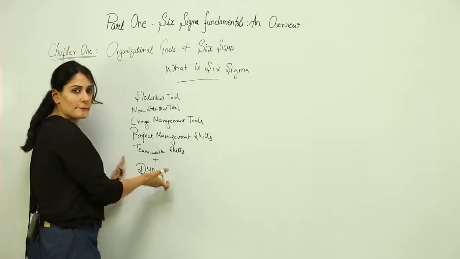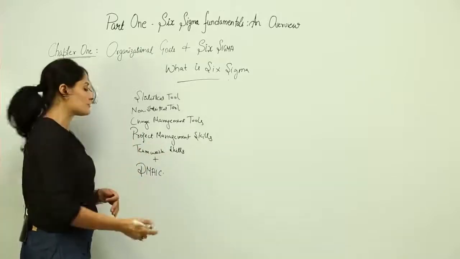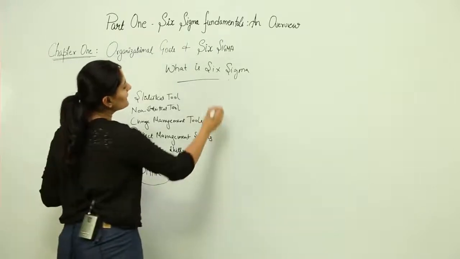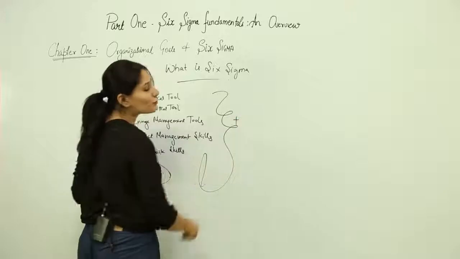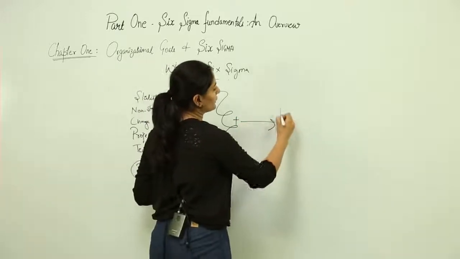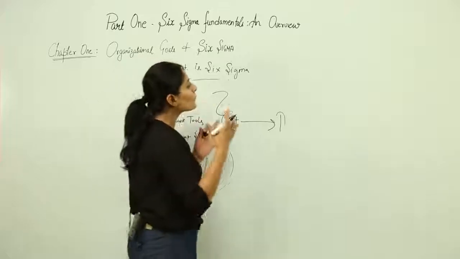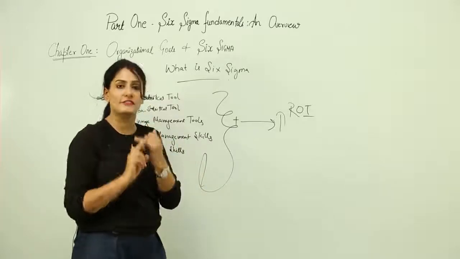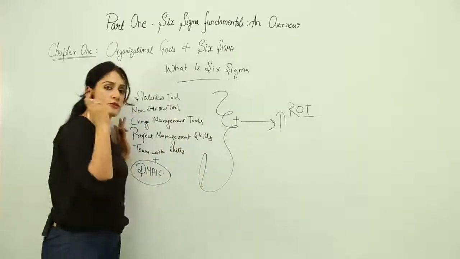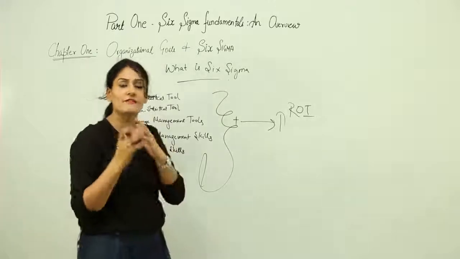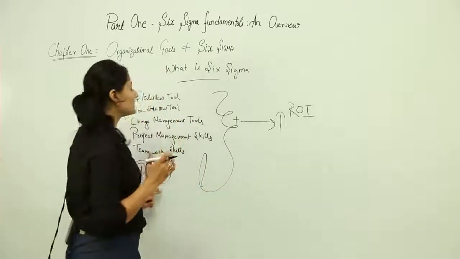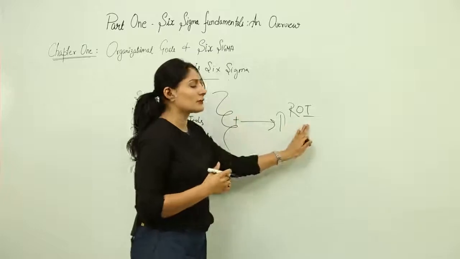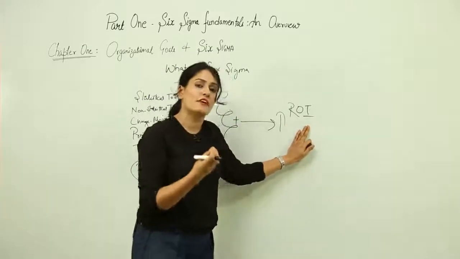This is the DMAC model, which we are going to study throughout this course. It is a very important and effective methodology which is used in Six Sigma. All these tools, techniques and skills, when used together, help any organization to boost its return on investment. It's not only statistical tools: it's statistical tools, non-statistical tools, project management skills, teamwork skills, and a very effective methodology, DMAC. All these are used together and they help an organization to boost its return on investment, its profits.